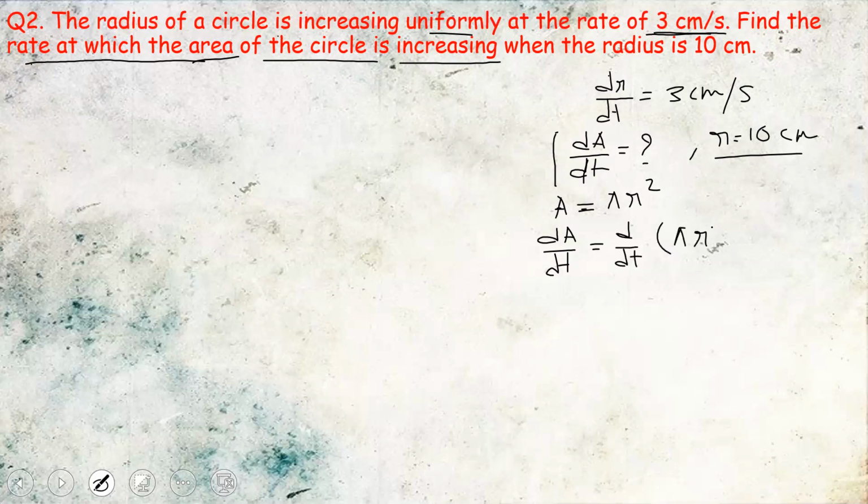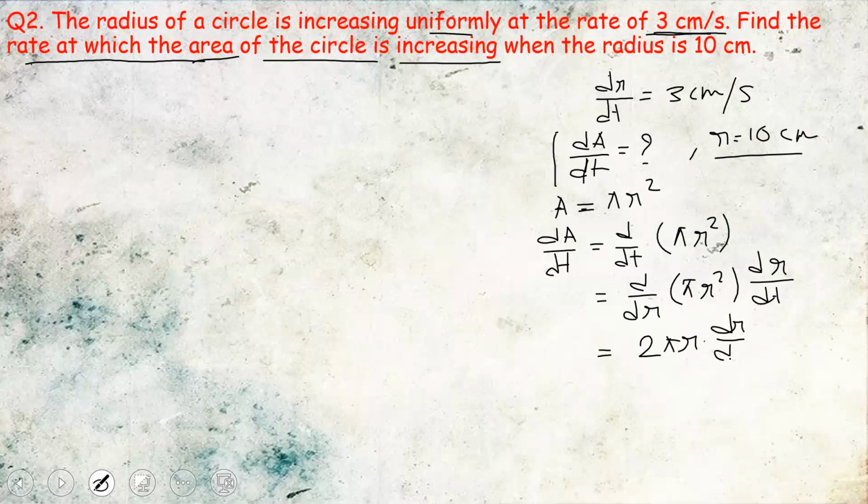Since this area is a function of r, we just differentiate this with respect to t, and as per the chain rule, dr/dt comes next. So for πr², the derivative is 2πr into dr/dt. Now I have the value of dr/dt, which is 3. So it becomes 6πr.